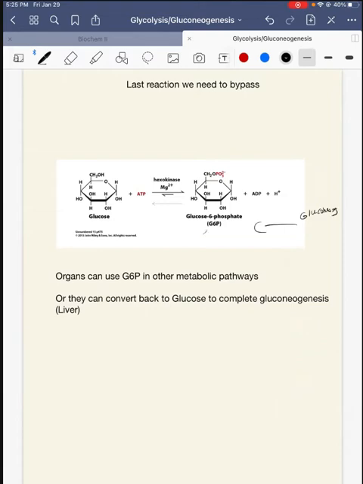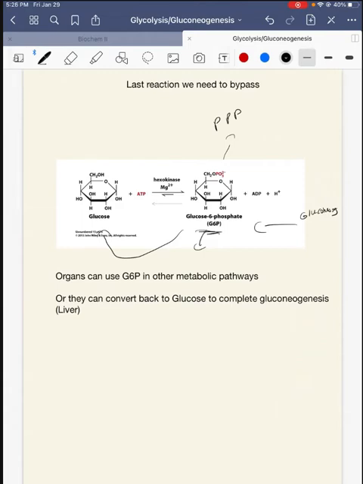G6P can be used in different other pathways. So it can, for example, be used in the pentose phosphate pathway, or it can continue in the last step and be converted into glucose to complete gluconeogenesis. So the liver would probably want to run in this direction to regenerate glucose. But just note that a lot of pathways stop at G6P because G6P can be converted into other things in the cell. Mainly it's the starting point for the pentose phosphate pathway.